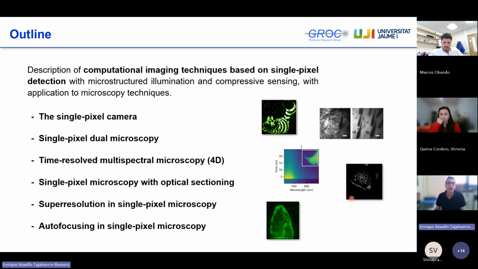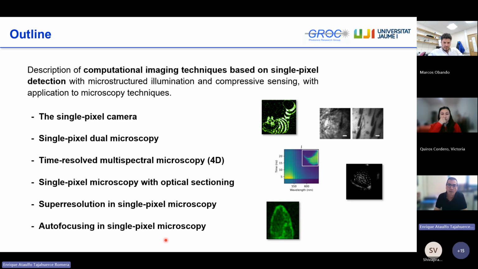Okay, so I will describe some computational imaging techniques and apply them in microscopy. I will show how easy it is to perform dual microscopy and four-dimensional microscopy, how to increase the capabilities of a microscope working with single pixel detection with optical sectioning and super resolution, and finally, our last achievement in autofocusing.